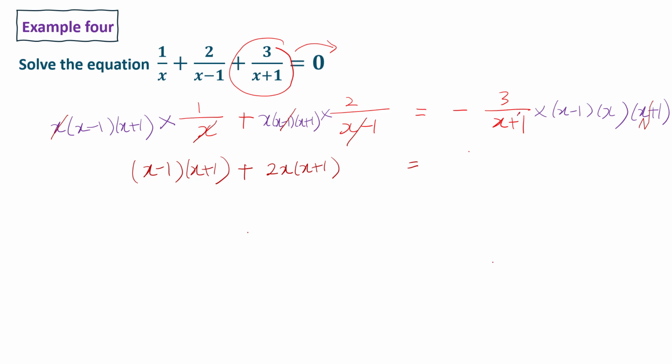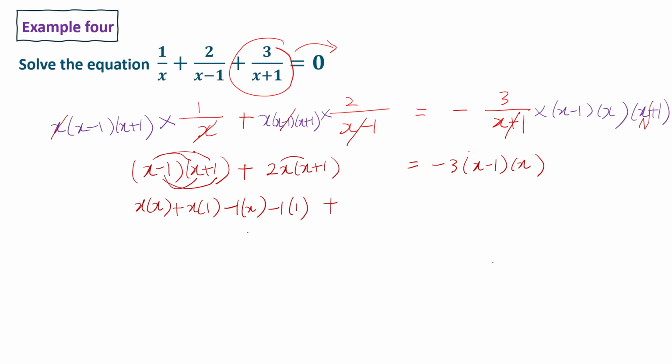This goes off. Negative 3(x minus 1) with x. And we can simplify it further. That will give us x times x, go back to x times 1, then negative 1 times x, negative 1 times 1. This will be just 2x multiplied with x, go back to 2x multiplied with 1.